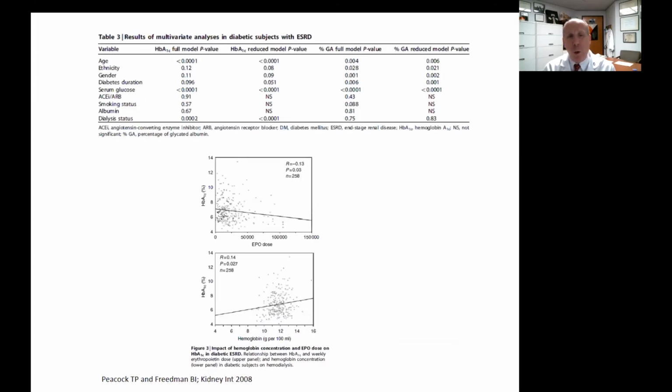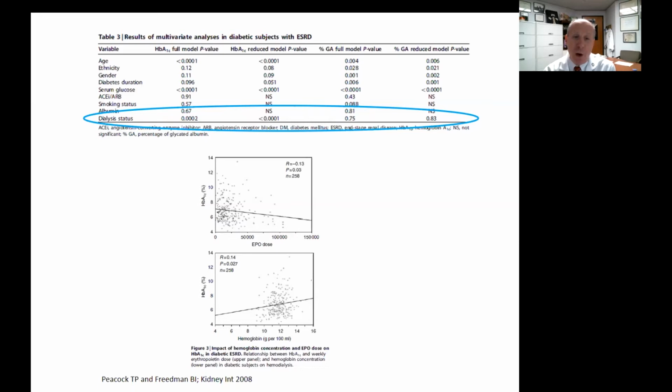And then we looked at what predicted the effects of hemoglobin A1C and GA in models of age, ethnicity, gender, duration, medicines, and we looked at dialysis status. And I think you can see that the presence of being on dialysis had a statistically significant effect on the hemoglobin A1C, whether you did a full model or a reduced model. Being on dialysis had no effect. The p-values were 0.7 and higher for glycated albumin. So dialysis status did not have a significant effect on the GA, whereas it did on hemoglobin A1C.